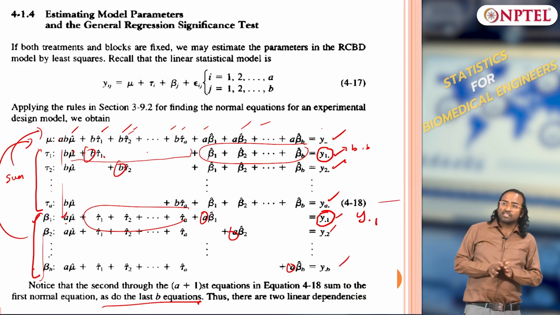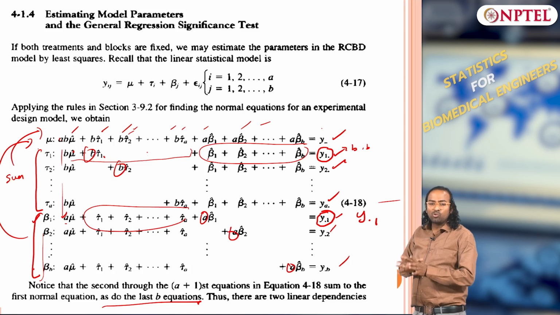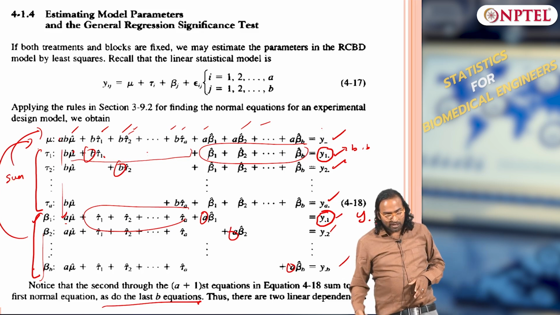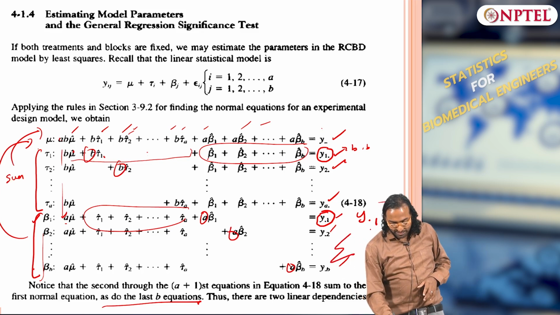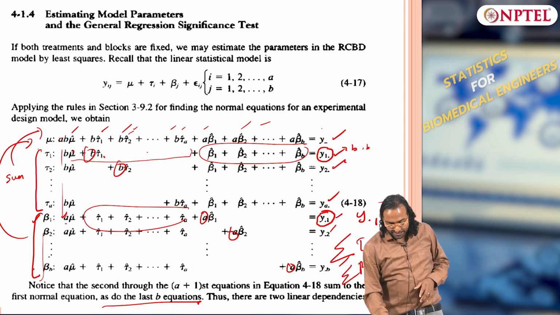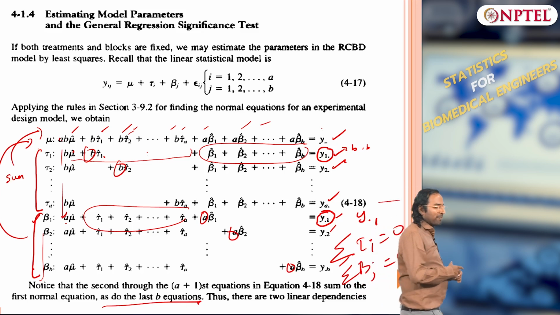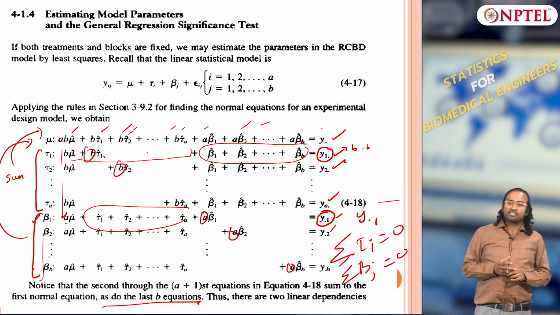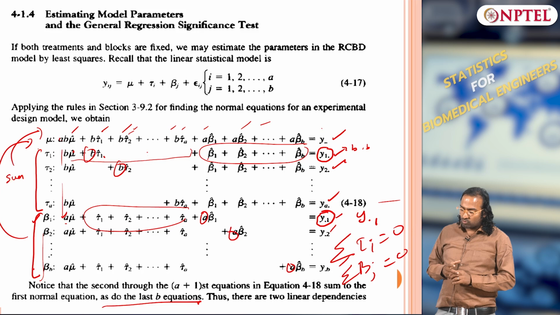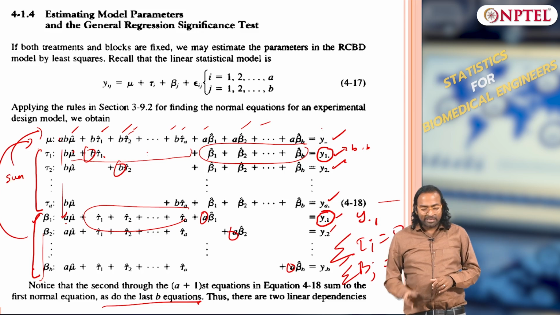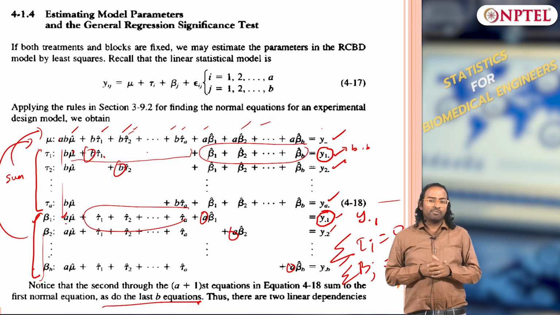So the total number of equations is A plus B plus 1, and I have two dependencies. For two dependencies, I have two independent constraints, which are summation tau i equals 0 and summation beta j equals 0. That way I have A plus B plus 1 independent equations, including the constraints, for the A plus B plus 1 parameters. That way we will be able to solve it.